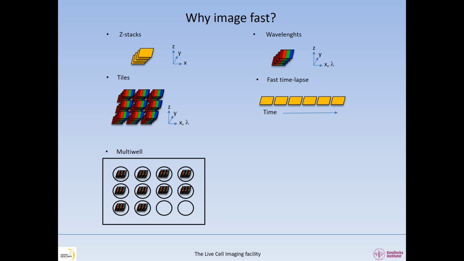So why do we want to image fast? In general, it's because we're imaging in multi-dimensions. Maybe we want to do Z-stacks, tiles, multiple wavelengths, or time-lapse, or even multi-well combining all this. Basically, it's taking a lot of time.